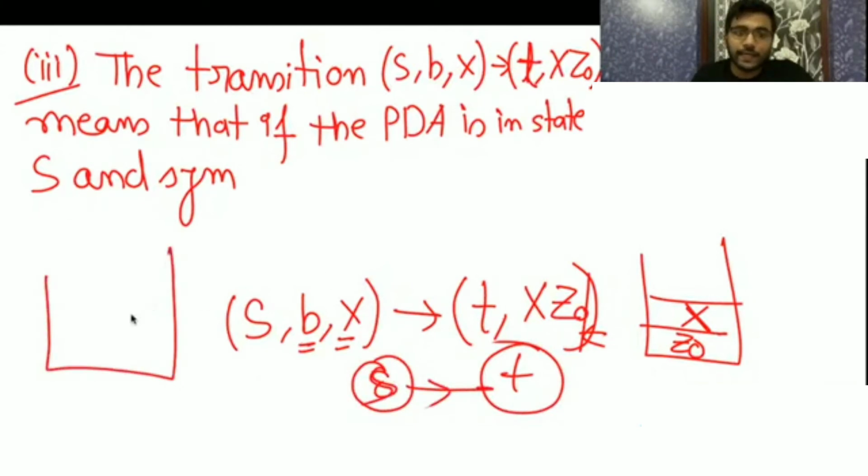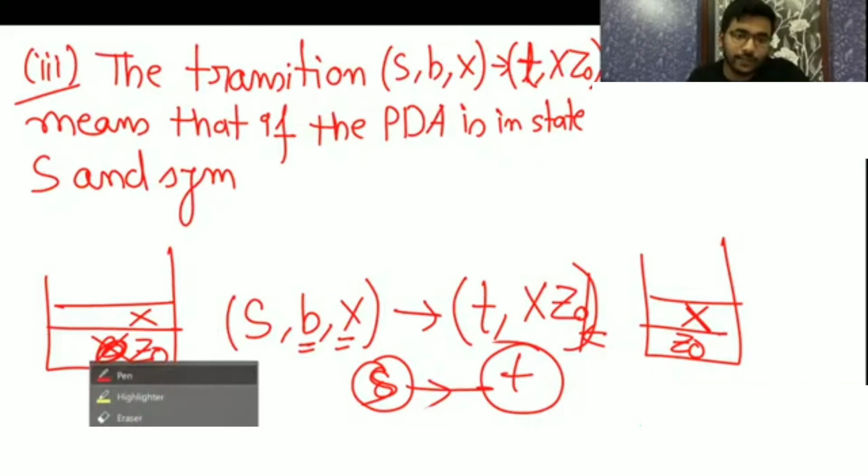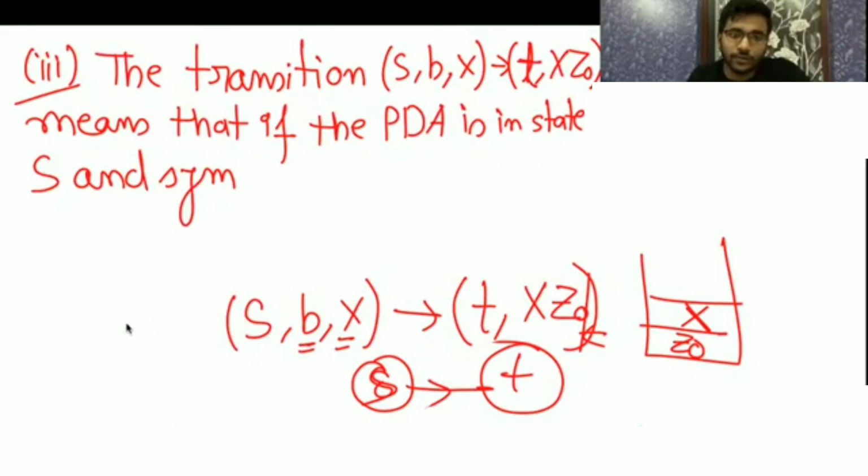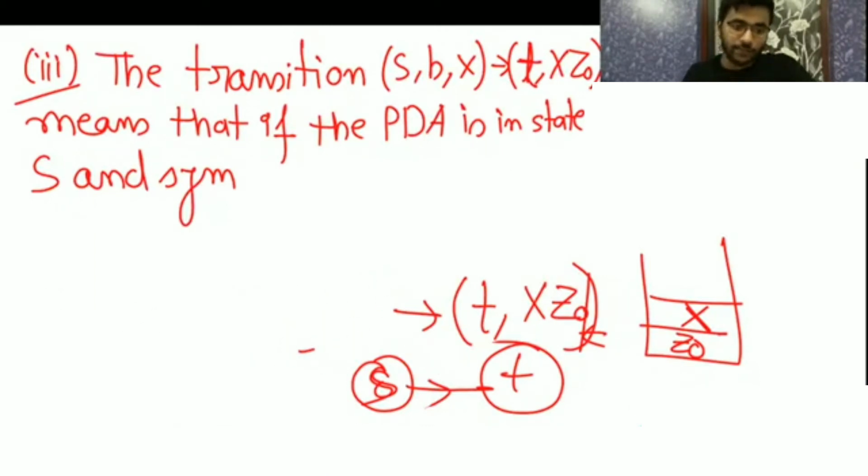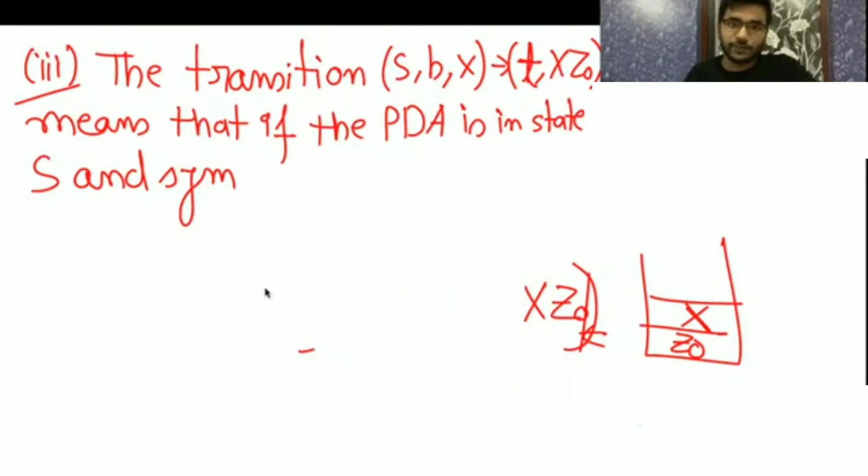So X will get replaced by Z0, then X. Is it clear? First Z0, then X. In that order, from the right-hand side, this string will get pushed. Am I clear? Clear hai kya? Is it clear? Please let me know. They're saying yes. Fine.